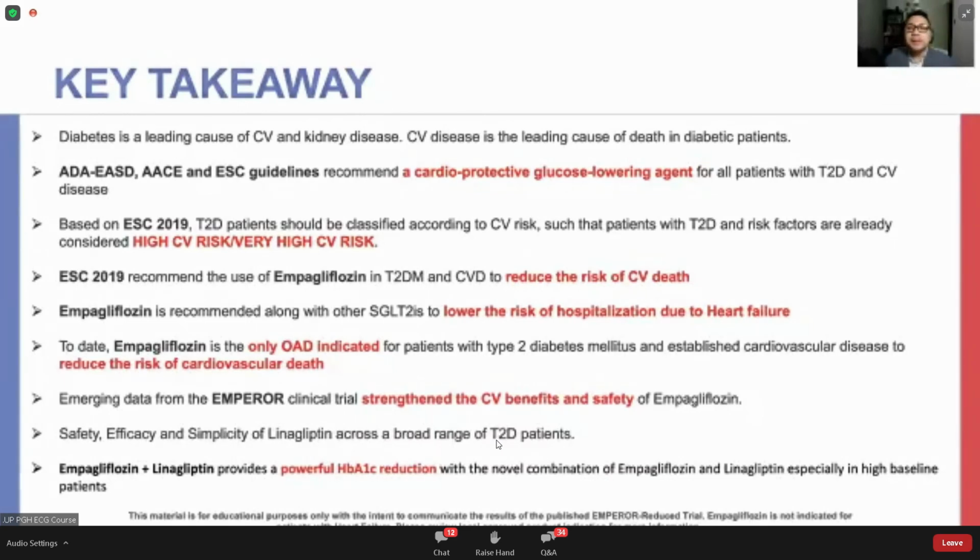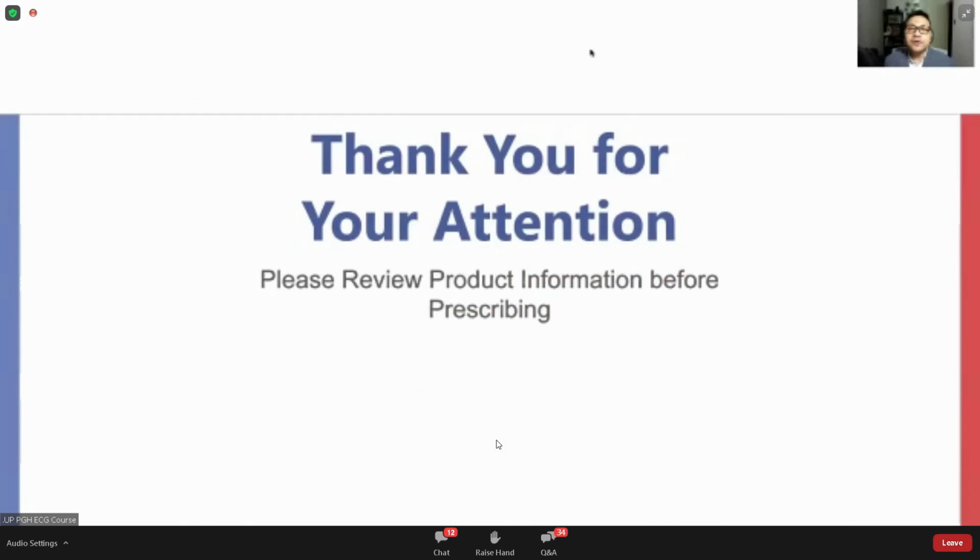You would see a powerful HbA1c reduction with the novel combination of empagliflozin and linagliptin, Glyxambi, especially in high baseline risk patients. With that, thank you for your kind attention.